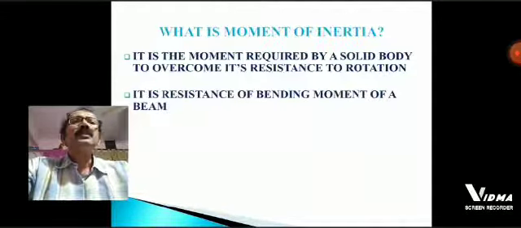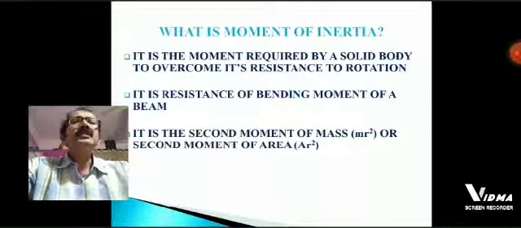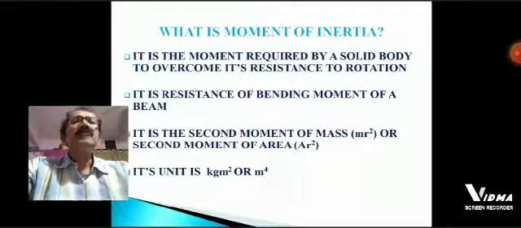It is the resistance to bending moment of a beam, and it is the second moment of mass, that is mr square, or second moment of area, that is ar square. So its unit is kg meter square or meter to the power 4. In the figure there is an area A, which is divided into infinitely small areas. Take one such small area dA at a distance x from the reference axis y and y from the reference axis x.